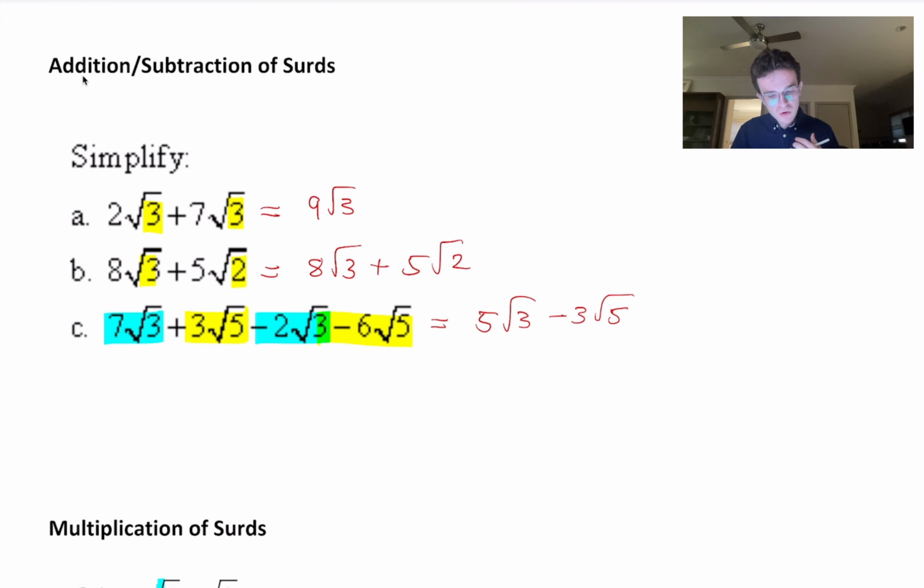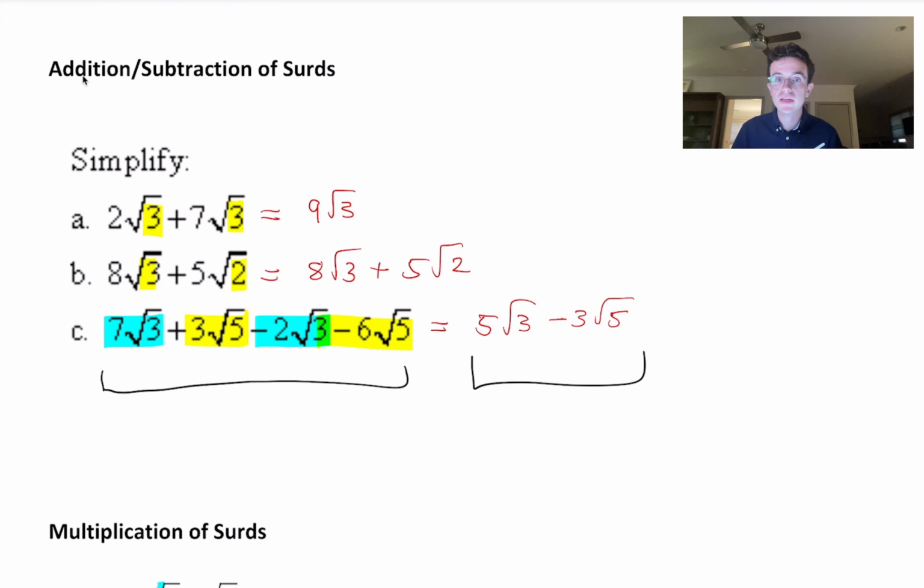If you want to check that you're correct, you can actually type the question into your calculator. It will give you a decimal. Type your answer into your calculator, and it will give you the same decimal. If it gives you a different decimal, that means you're wrong.